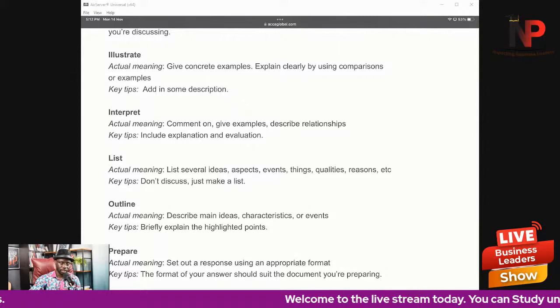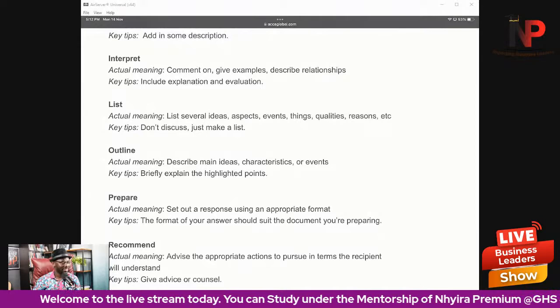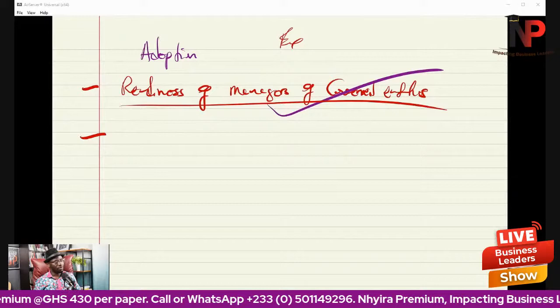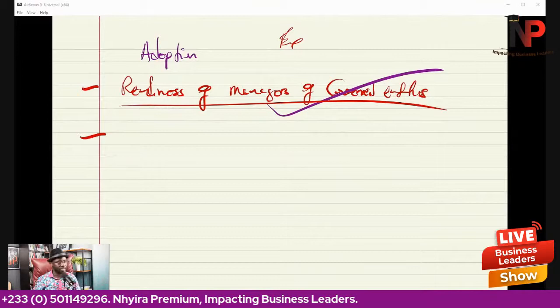List. List means list. It means don't discuss, just make the list. So if the examiner says, for instance, list five factors to be considered when adopting IPSAS, then readiness of managers of covered entities. You just list, you don't explain.